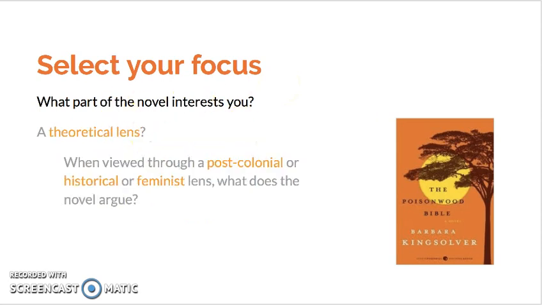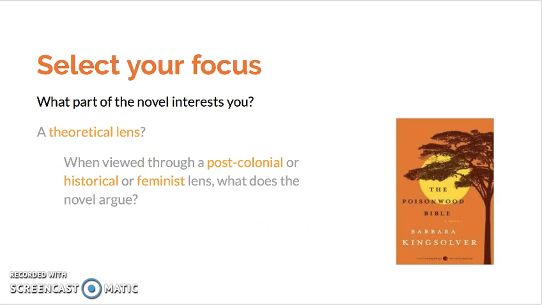And then finally, perhaps you're interested in using a theoretical lens. So maybe you're interested in using a historical lens or a feminist lens or a structuralist lens. We hadn't talked about post-colonial in our unit on literary theory, but that might be a really good lens for this particular text. Post-colonial theory looks at how colonized nations were impacted by their colonizers. So that might be a really interesting lens to use for The Poisonwood Bible.